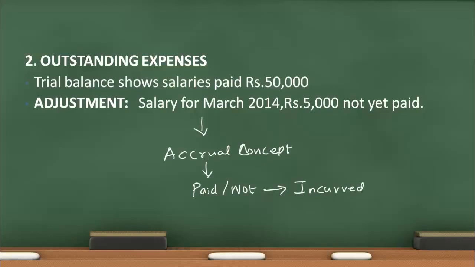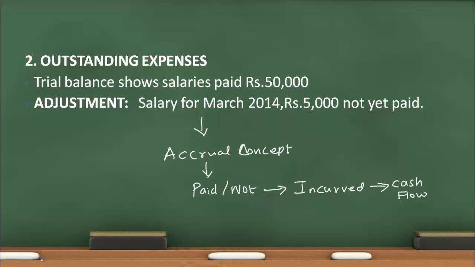Because the question of payment on time or not is a matter of cash flow management. If you have cash, you will pay. If you don't have cash, you will pay at a future date. But the point is when this expenditure was incurred. So the salary which is incurred but not paid is an expenditure for that accounting period. Let it be paid whenever. But the point is when it was incurred, at that particular point of time, it should be accounted.